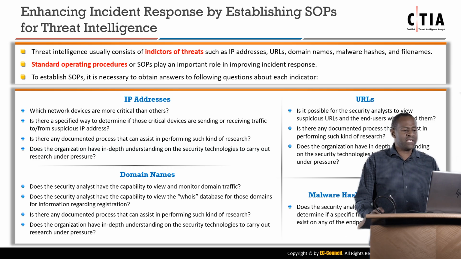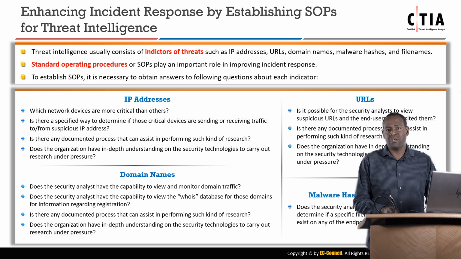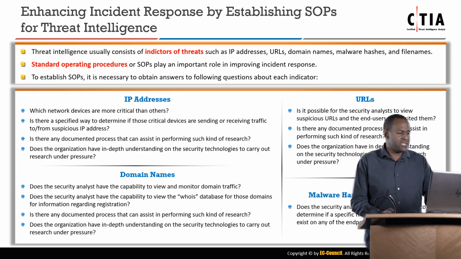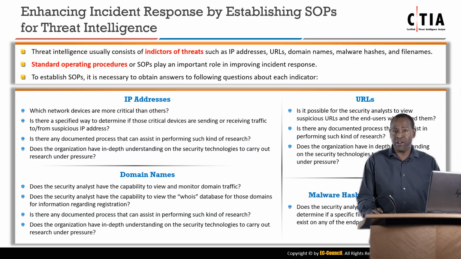Now we want to enhance incident response by establishing SOPs for threat intelligence. We want to make sure that the organization has standard operating procedures, and we want to make sure that any of the organization's employees and anyone who's working directly with systems intimately understands those SOPs so that they'll be able to bring them to bear when an incident occurs. So threat intelligence usually consists of indicators of threats, like for instance, IP addresses, URLs, domain names, malware hashes, file names. These are some of those indicators we were talking about earlier.